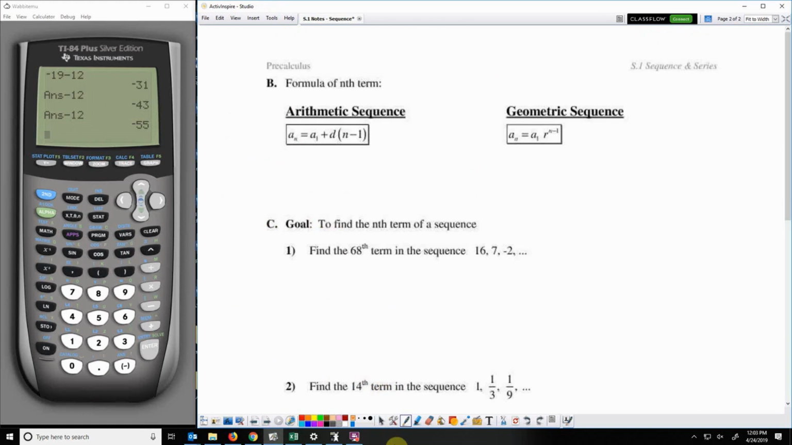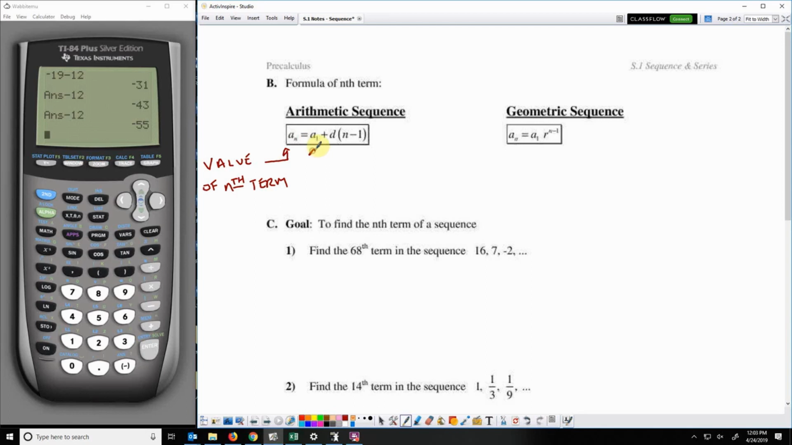So to find a particular term in an arithmetic sequence, a sub n, that means some particular term, equals the first term plus the common difference times n minus 1. So a sub n actually means the value of the nth term. If we're talking about the 10th term, that would be a sub 10. It would be the value of the 10th term.